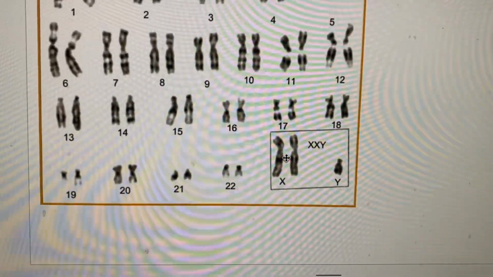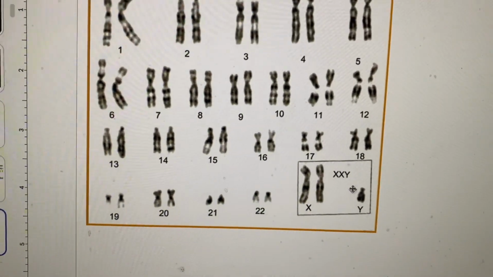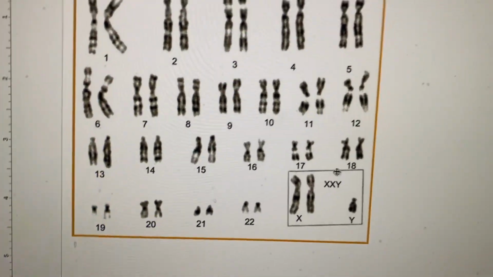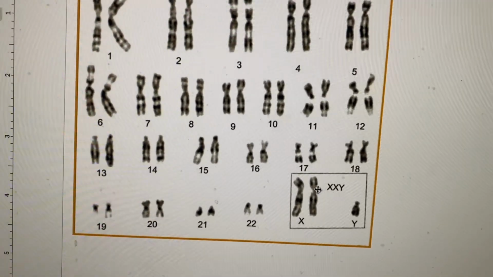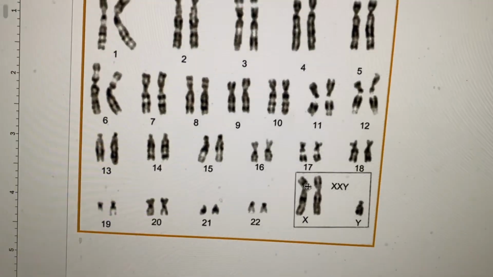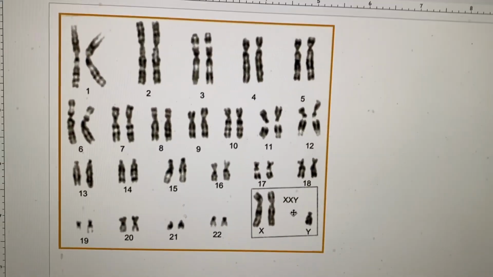I'm going the wrong way. I'm sorry, the Y chromosome doesn't have that many genes on it, right? But you can imagine that this person, the biggest problem they have is conflicting signals when it comes to reproductive parts. Right? Klinefelter syndrome is what we call this.